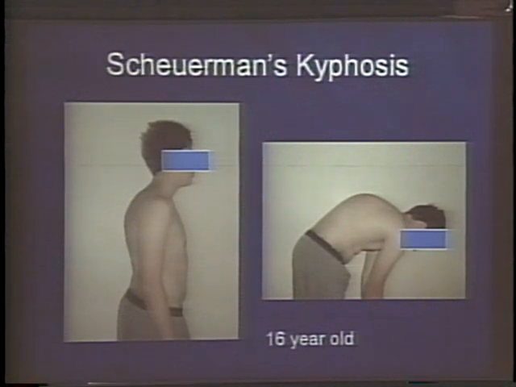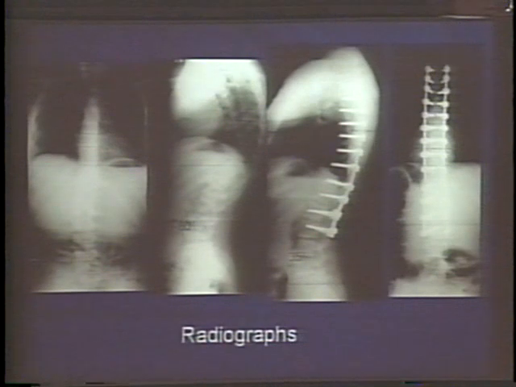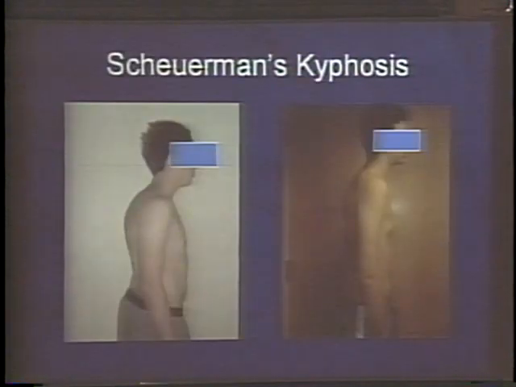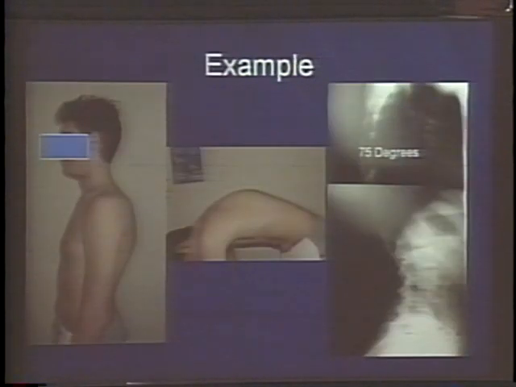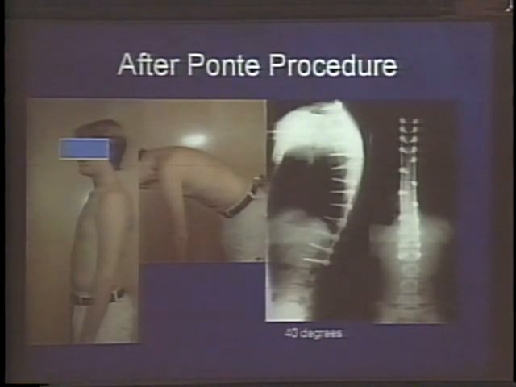This is an example of a thoracic Scheuermann's. These are the x-rays, 80 degrees. Afterwards, corrected down to 35 degrees. And the clinical appearance has improved considerably. And this is another example, thoracic Scheuermann's kyphosis, 75 degrees. And 1 year after the Ponte procedure, it's been corrected and maintained at 40 degrees.